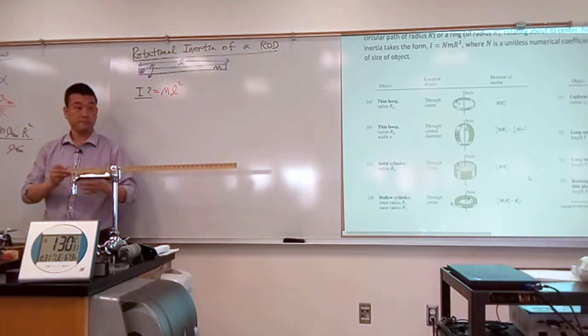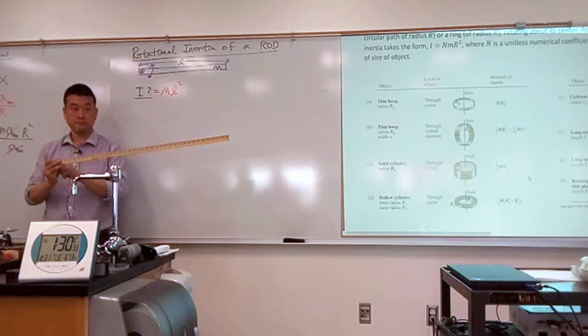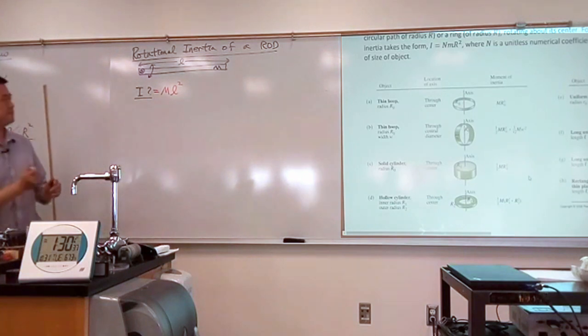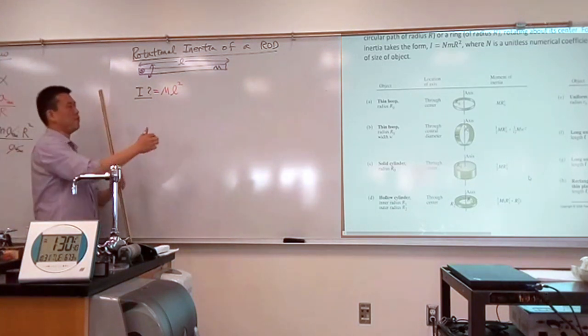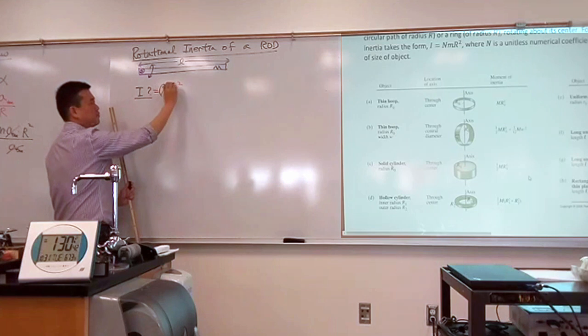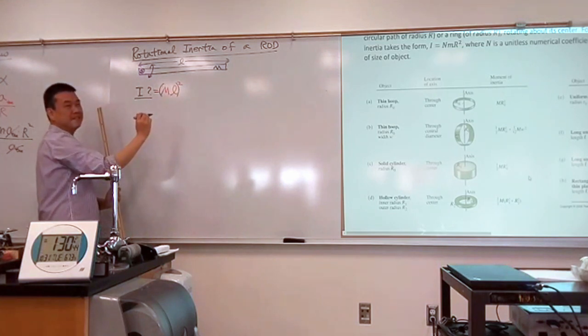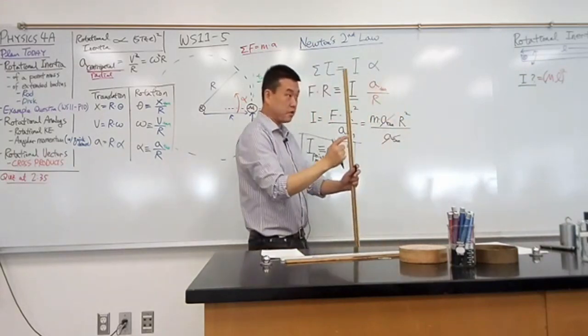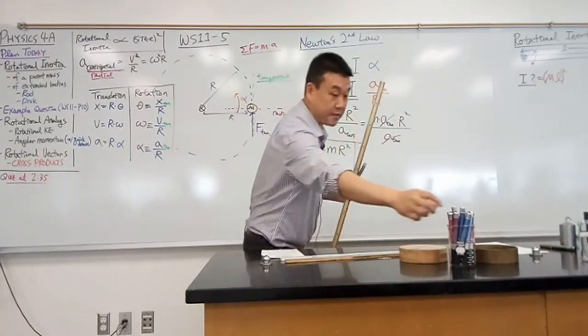Because L is the whole length, so I think ML is the square. So you said L is the whole length, but you wanted to do this? That doesn't have the correct unit. Because whatever rotational inertia you have, it'll always have this unit.